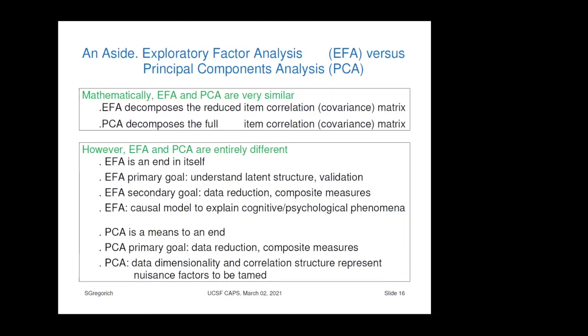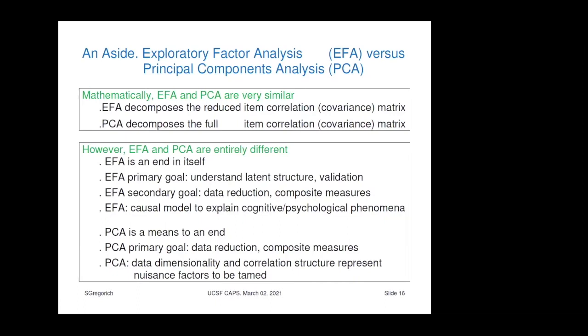EFA is an end in itself. And like I said, it's a form of validity assessment. It's a form of hypothesis testing. And so the primary goal is to understand the latent structure and to some degree validation. Validation rightfully should probably be in the confirmatory factor analysis camp and not the exploratory factor analysis camp, but still some validity evidence can be ascertained from an EFA result. And the secondary goals are data reduction and composite measures.